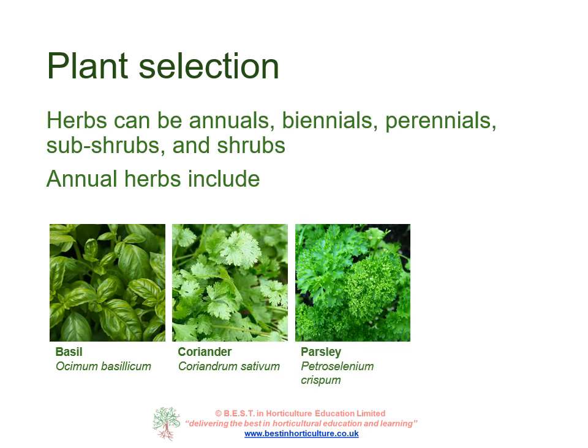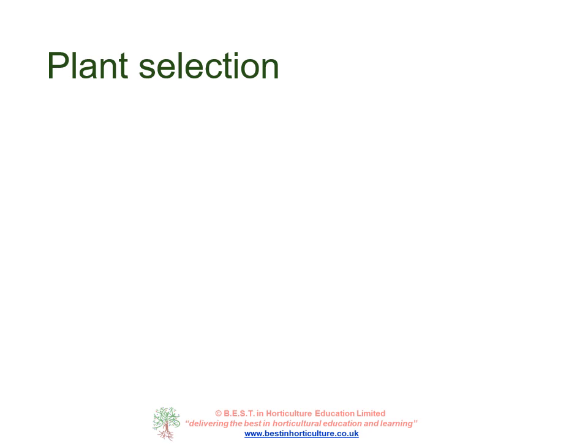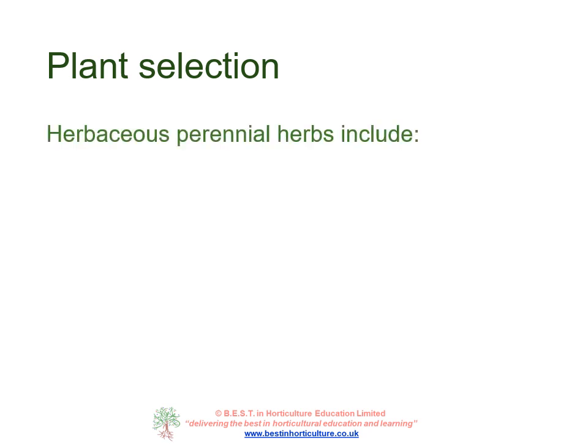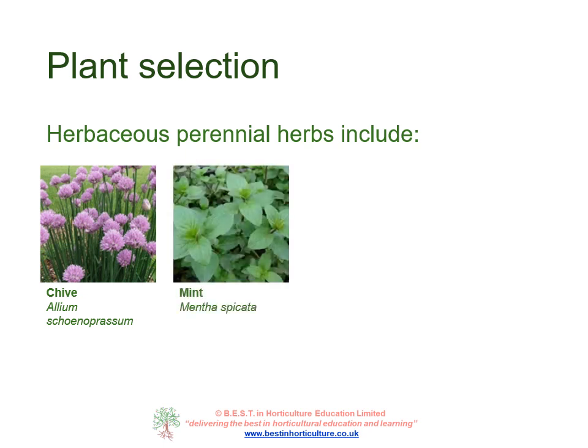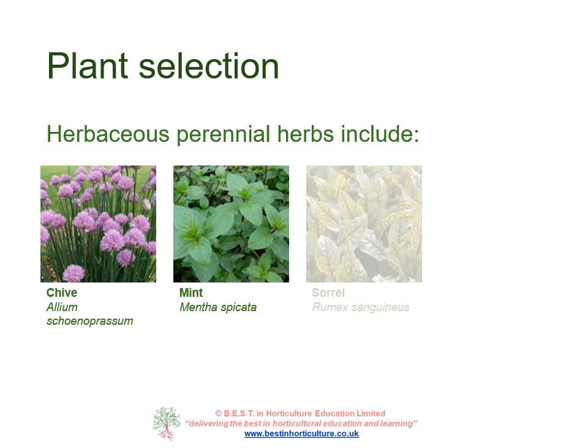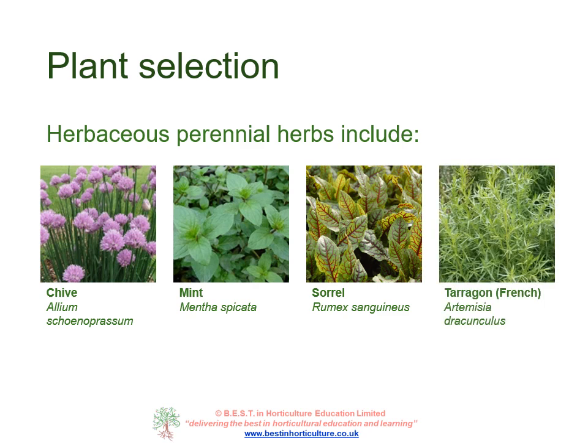Parsley, Petroselinum crispum, which is the curly parsley, or there's a flat-leaved variety as well. This is technically a biennial, but mostly grown as an annual. And finally dill, Anethum graveolens, again grown each year as an annual plant. The majority of herbs that we grow would fall into the category of herbaceous perennials. These include chive, Allium schoenoprasum, the mints, Mentha spicata, sorrels, here we've got Rumex sanguineus, the bloody sorrel, and French tarragon, Artemisia dracunculus.